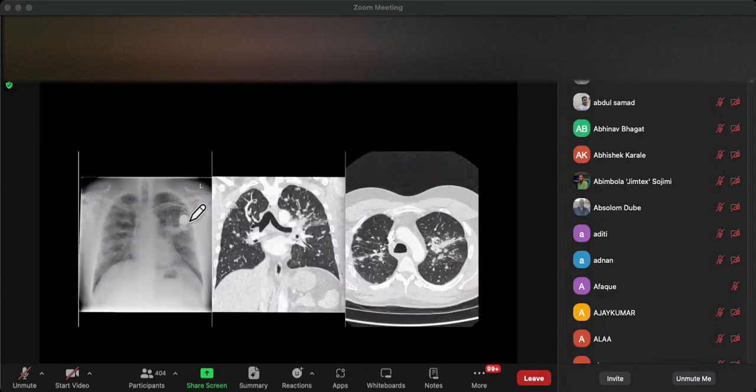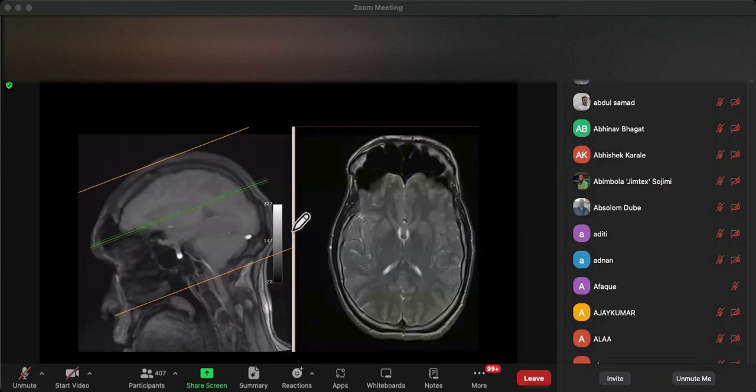Okay, pacemaker, subpleural nodules, bronchovascular beading, sarcoid. So sarcoid could be cardiac sarcoid and pulmonary sarcoid. Okay, have a look at that one.